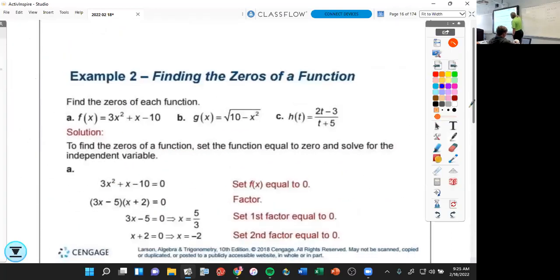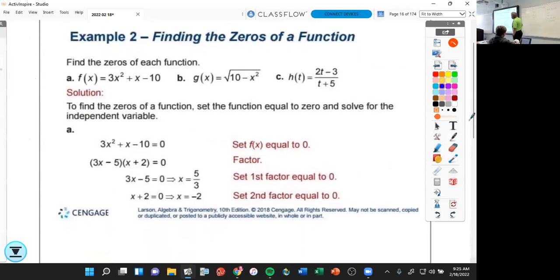Finding zeros. To find a zero, you let f of x or y equal 0. So the first problem here, I want to know the zeros of 3x squared plus x minus 10. It's a quadratic, which means to find the zeros, you're going to have to do factoring. So if 3x squared plus x minus 10 is equal to 0, factor: what two numbers multiply to get -30? They combine to 1. And you do all the math behind that.